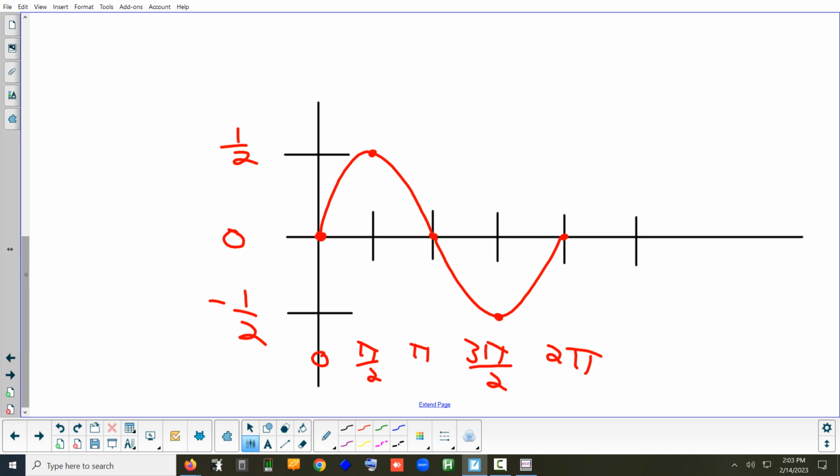And if you had to sketch another cycle, all you do is copy and paste that to the next cycle. Because this is periodic, which means the pattern repeats. Okay, any questions on that?